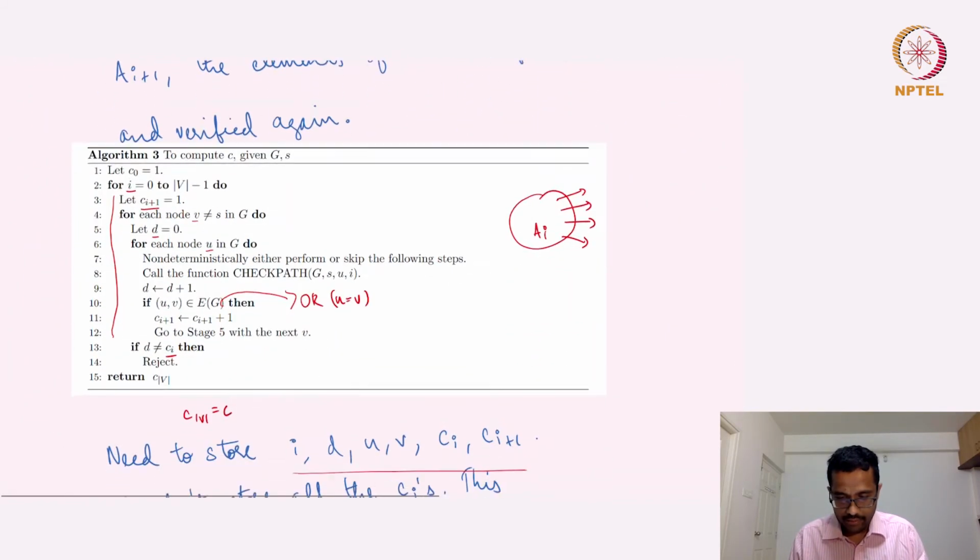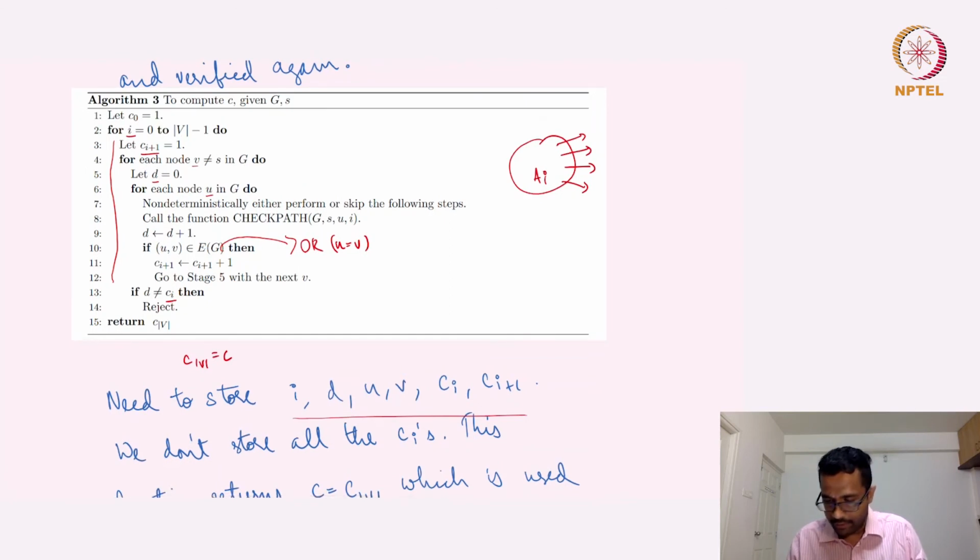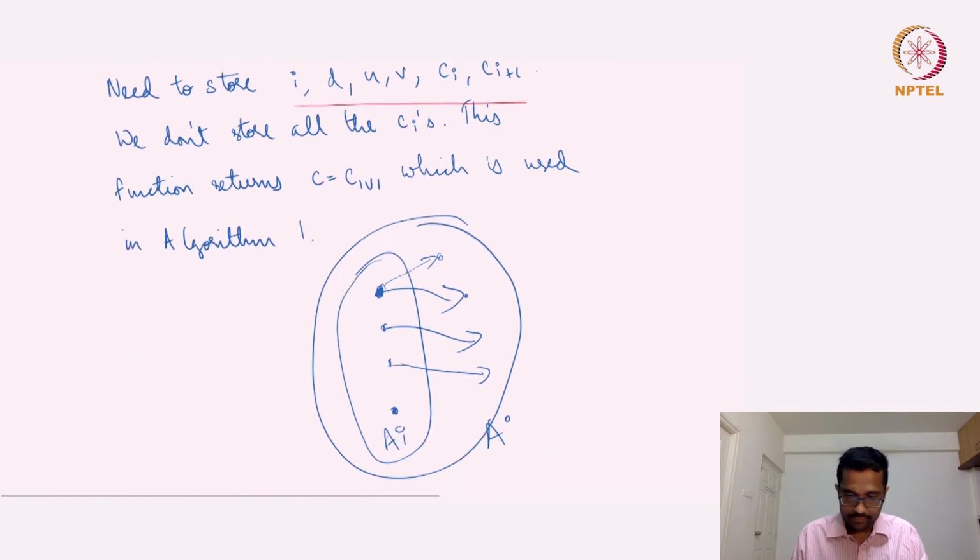And we need to store a bunch of variables, maybe 5-6 variables, and each one of them takes at most order log n space. Right.